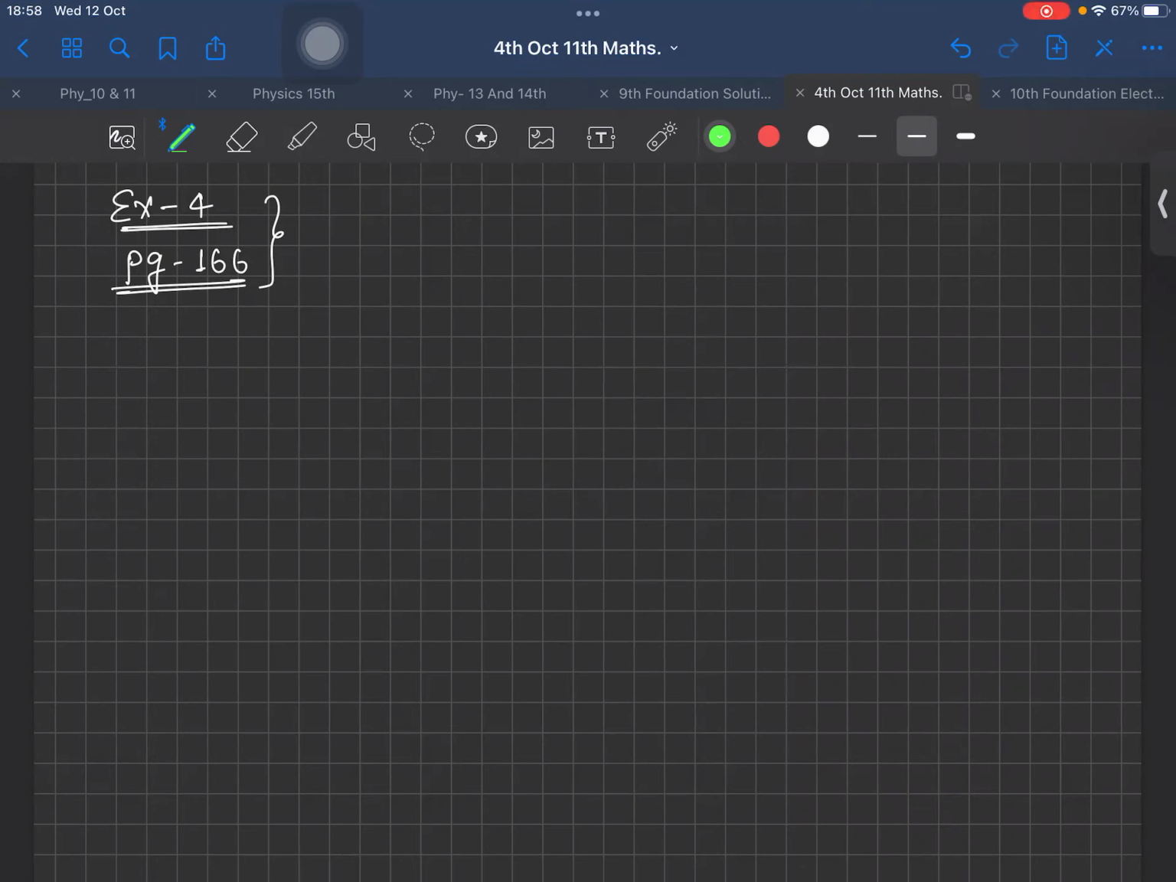Got it? Just try to solve it yourself. Don't just copy it, otherwise we won't learn. It's the same type of problem. See, for all the problems in the exercise, you will always have some solved example problem.